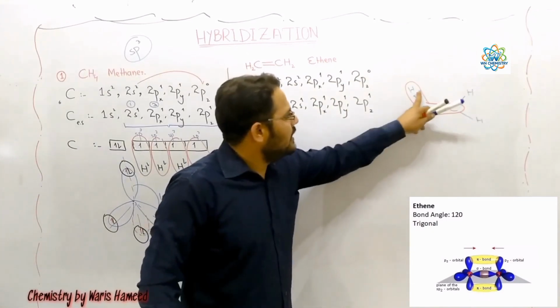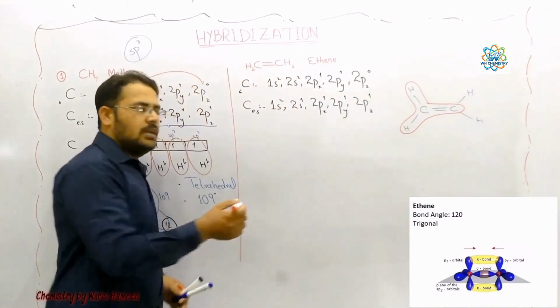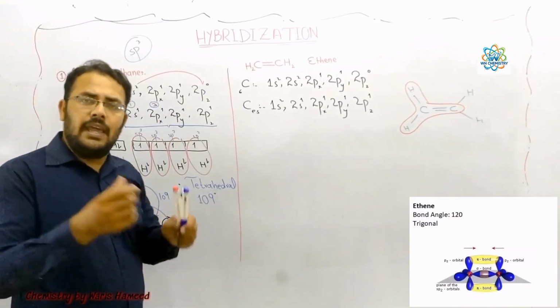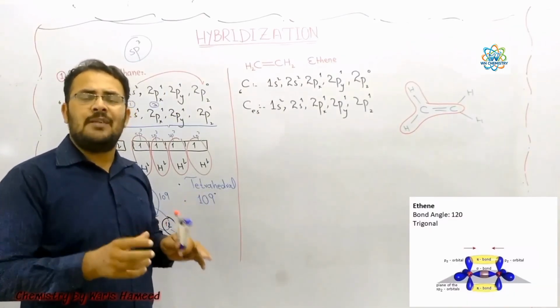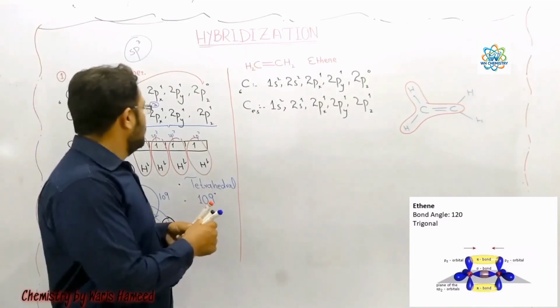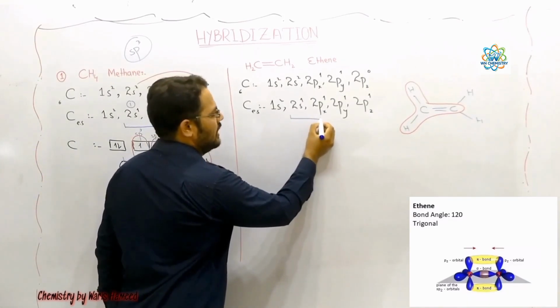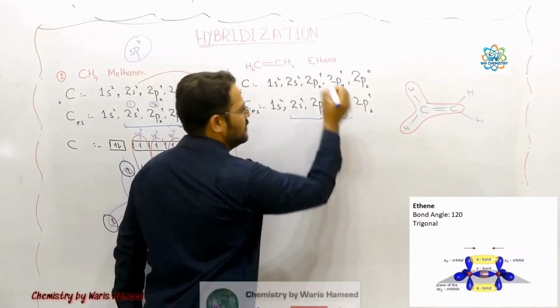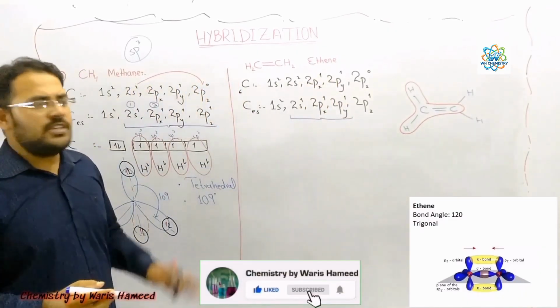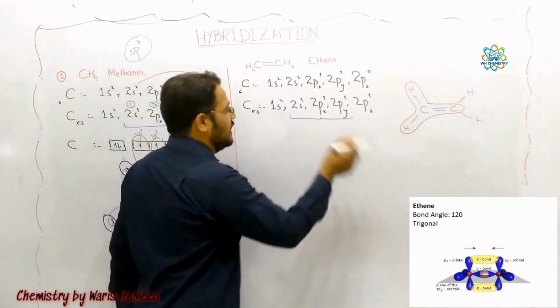One hydrogen, another hydrogen, and just a single carbon. So the first three atomic orbitals will take part in mixing. I am going to write them: this one, this px, and this py. The first three orbitals will take part in bonding, in mixing.